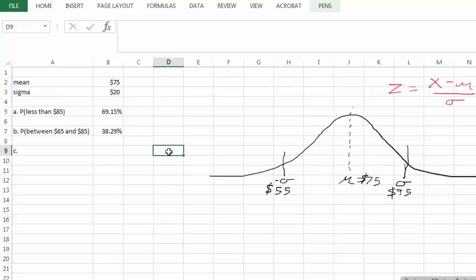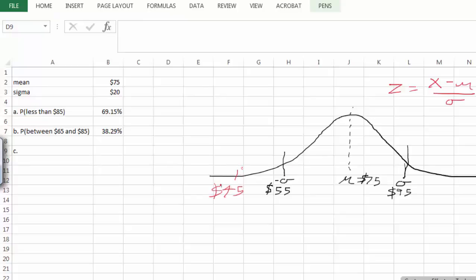Okay, now I'm going to leave you to do C on your own, because that's going to be exactly like A, although I'll give you one hint. We're not looking at the area to the left of 85. Once we find the z-score, we're looking at the area to the right of 45. But just note here that the area to the right, and this 45 is going to be out here somewhere.